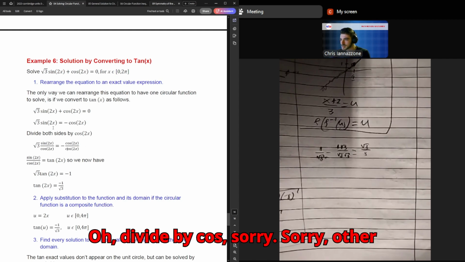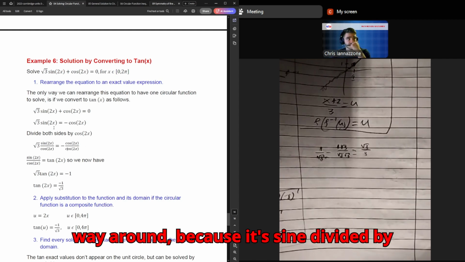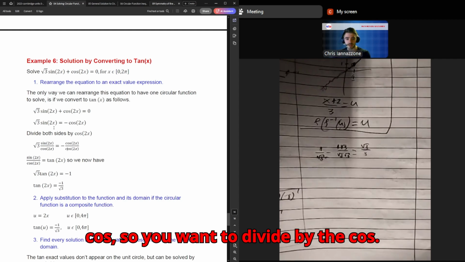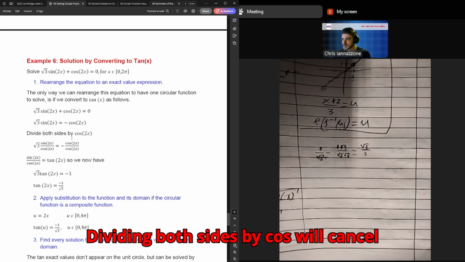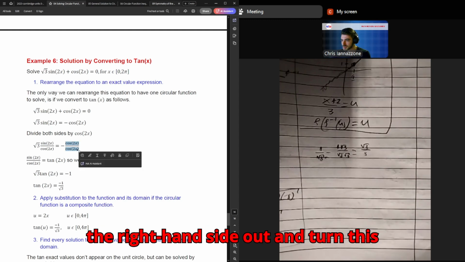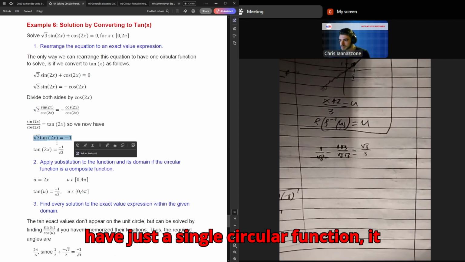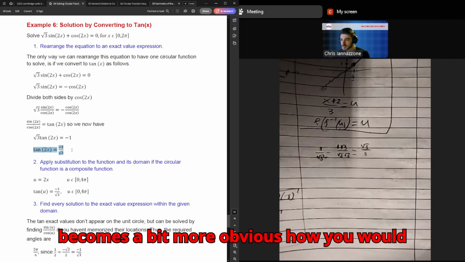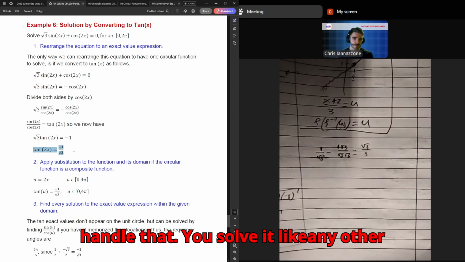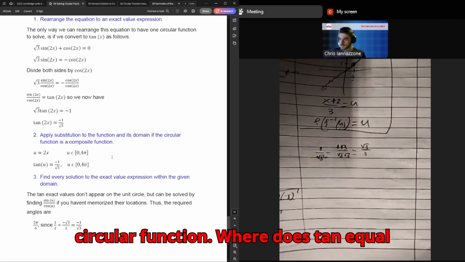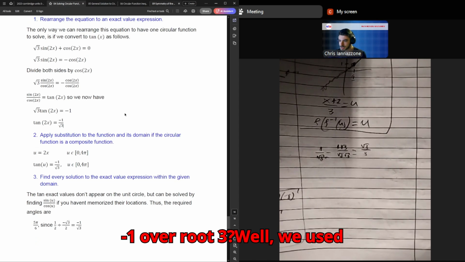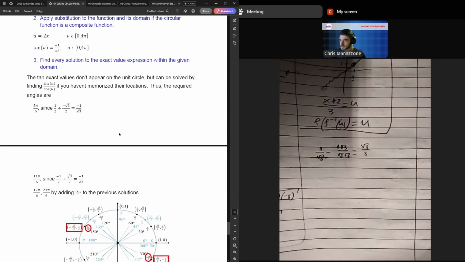Oh, I divided by cos, sorry. Other way around, because it's sine divided by cos. So you want to divide by the cos. Dividing both sides by cos will cancel the right-hand side out and turn this into tan. Once you have just a single circular function, it becomes a bit more obvious how you would handle that. You solve it like any other circular function. Where does tan equal -1 over root 3? Well, we used the methods I've outlined earlier.